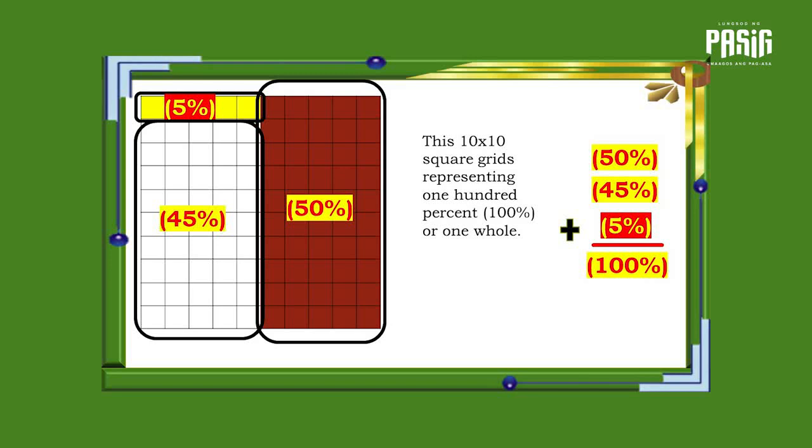How about this? How many square grids are colored yellow? So let's count. There are 5, and that would represent 5%. Adding 50% and 5%, that is 55%. Therefore, the remaining unshaded, that would mean there are 45 unshaded parts or 45%. So adding all of this, that will give us 100%.